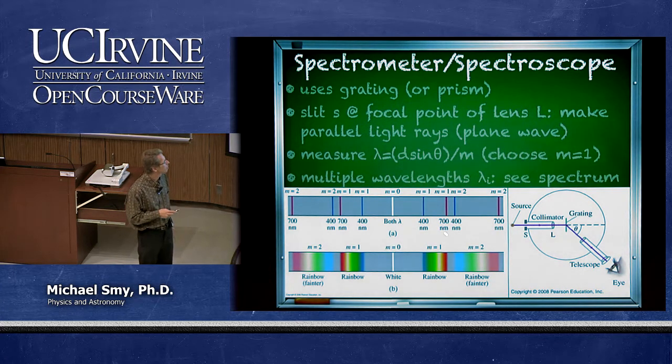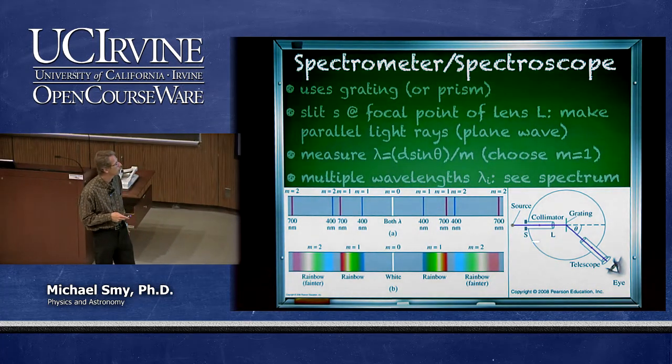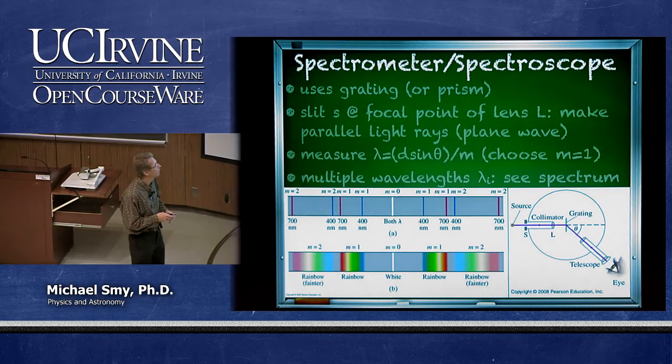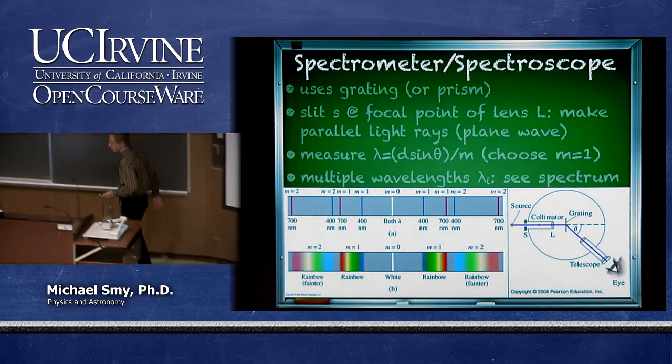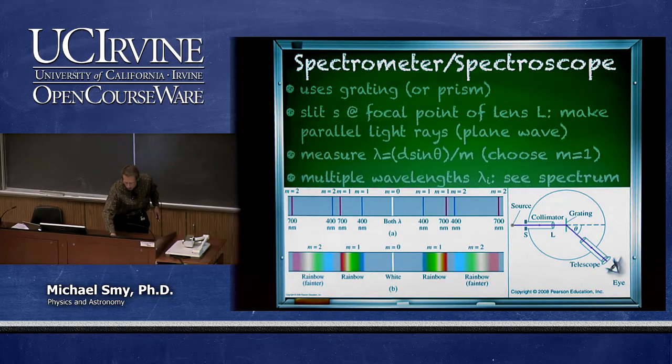And we can turn this around in a spectroscope or a spectrometer, where we measure the angle and thereby determine the wavelengths. What I would like to start with is to demonstrate how you get from a single slit to double slit to multiple slits, finally to the diffraction grating, and how the interference pattern changes. We start with a double slit.